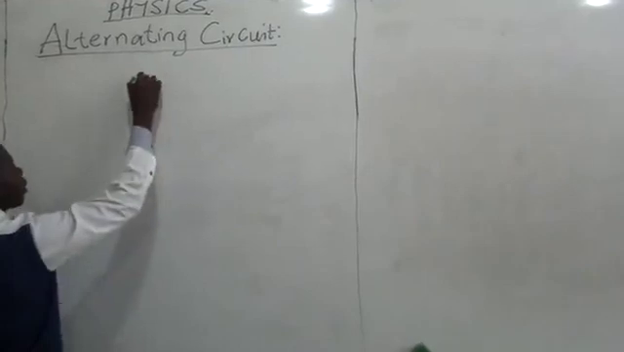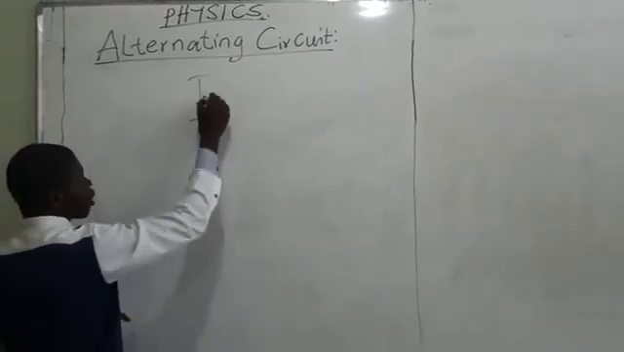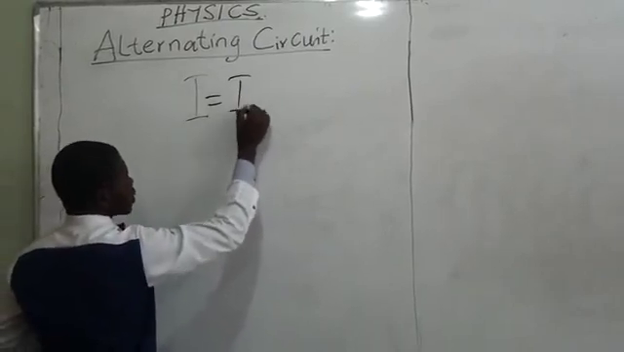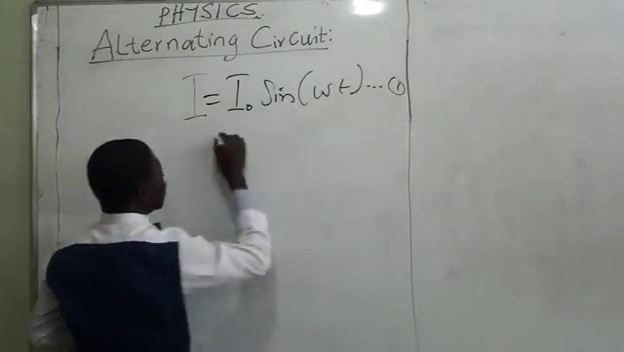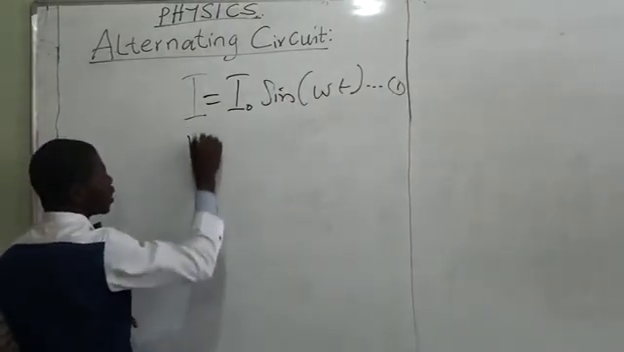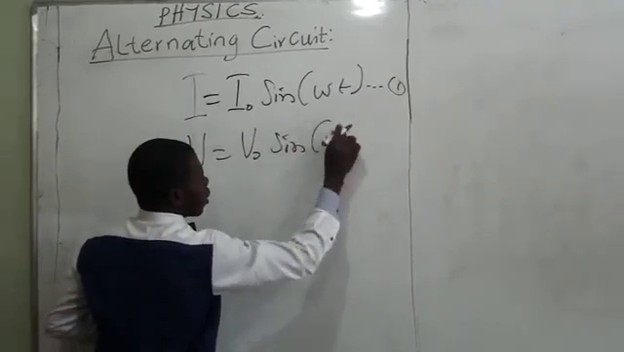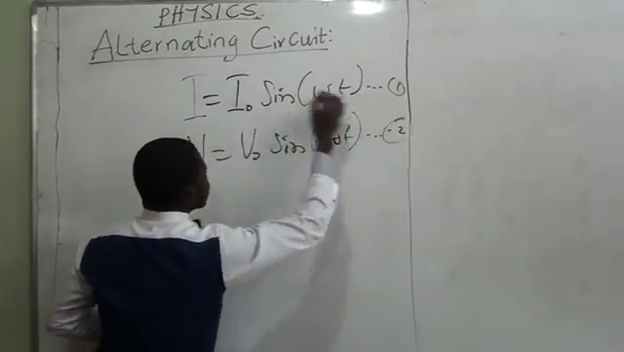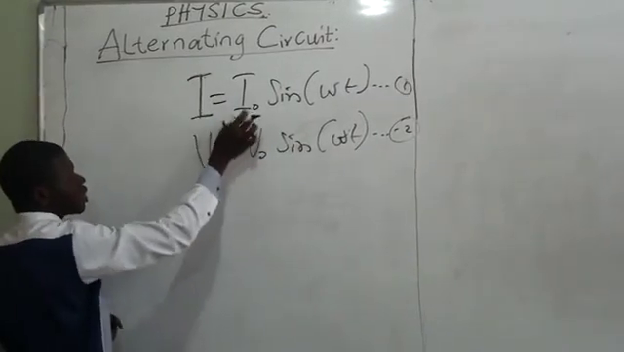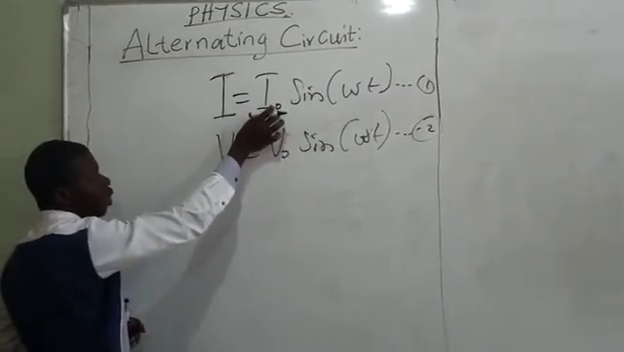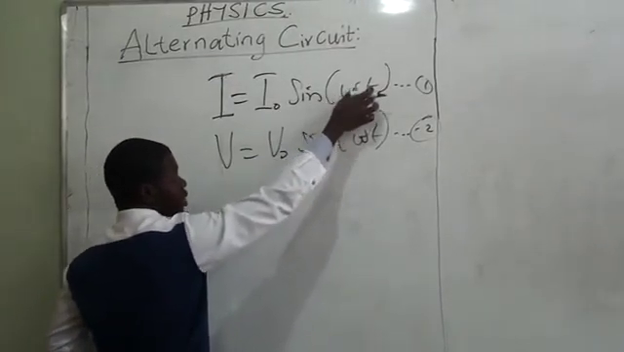So, look at the board. If you have current, that is the alternating current, being equal to I subscript not sine Wt, we can call it equation 1, and then for the voltage, V naught sine Wt. In equation 1, you can see this is the representation for the alternating current. This is the peak or maximum value of the current. Omega here represents the angular frequency measured in radian per second, t is time.